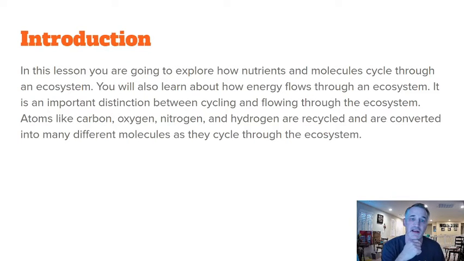In this lesson, we're going to basically explore how nutrients and molecules cycle through an ecosystem, and we'll also learn about how energy flows through an ecosystem. So there's a big distinction between the cycling and flowing. Atoms like carbon, oxygen, nitrogen, hydrogen, and other molecules like water are recycled and converted into many different molecules as they cycle back around. Energy, on the other hand, flows in one direction, and we're going to see that in a little bit.